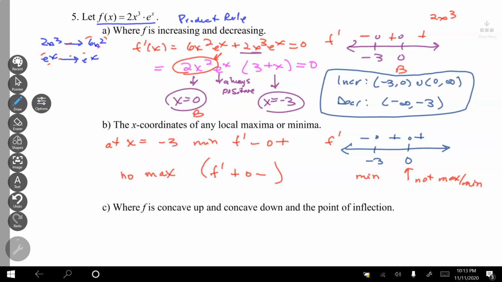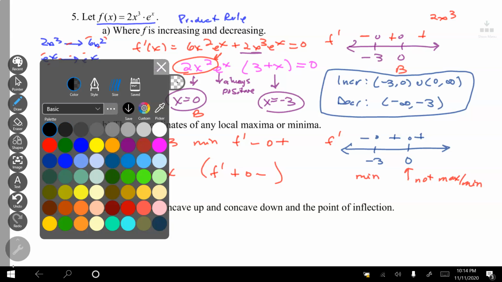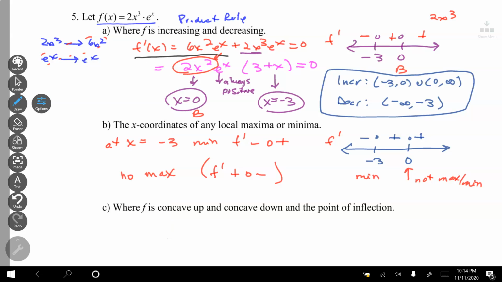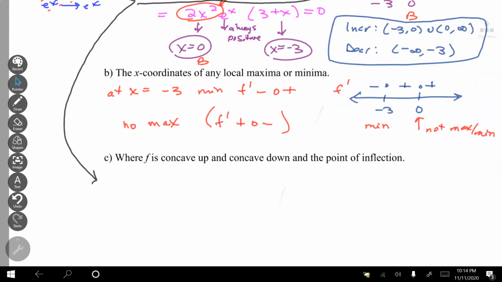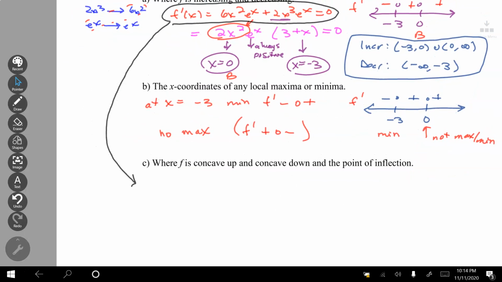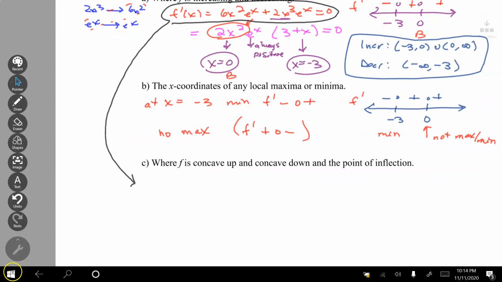But I can't do concavity. So I'm going to take my function over here. So this is my derivative function right here. And I'm going to take its second derivative. I'm going to move it up. And I'm going to figure this out.